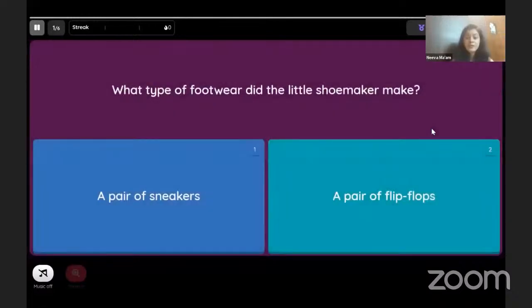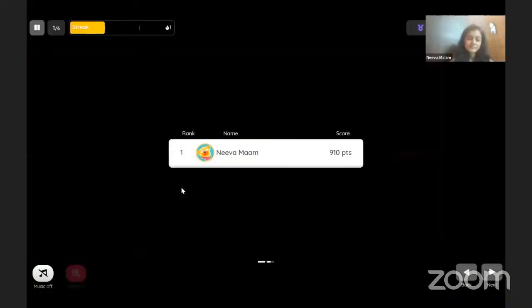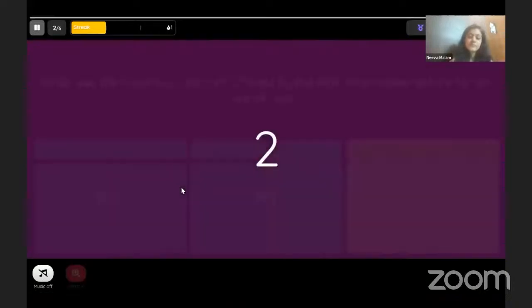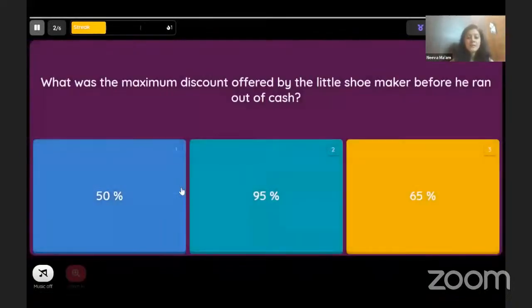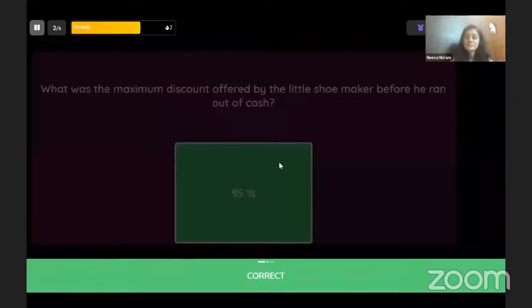What type of footwear did the little shoemaker make? A pair of sneakers, a pair of flip flops? It is a pair of sneakers. What was the maximum discount offered by the little shoemaker before he ran out of cash? It was 95%.